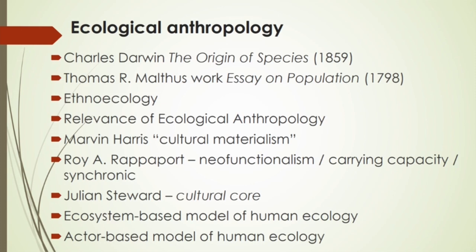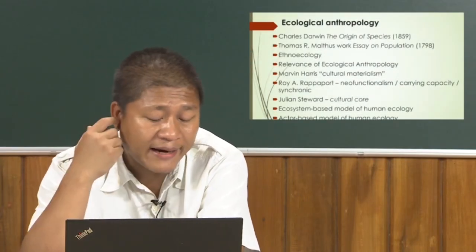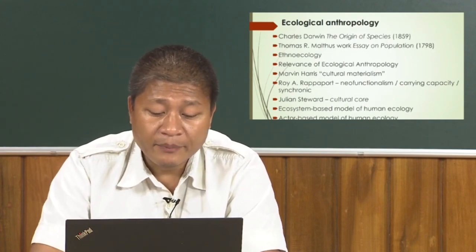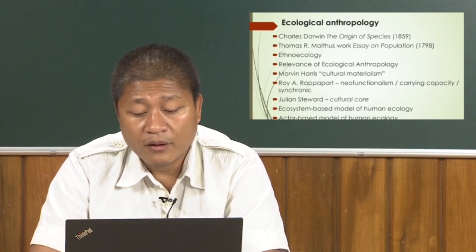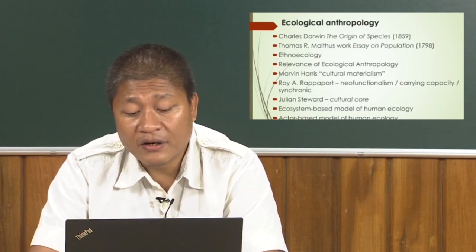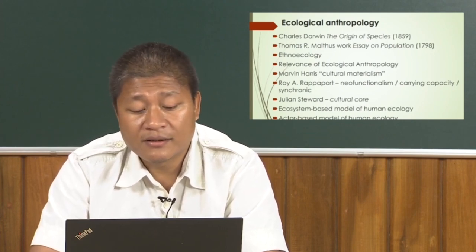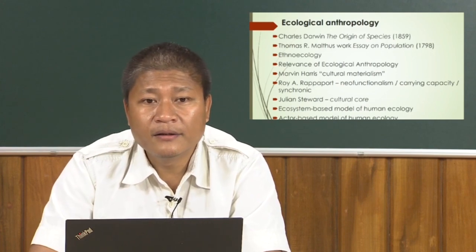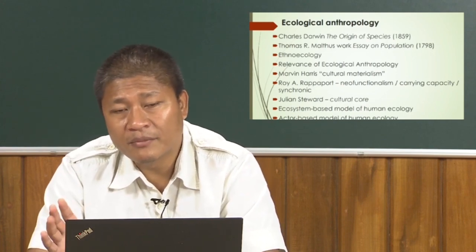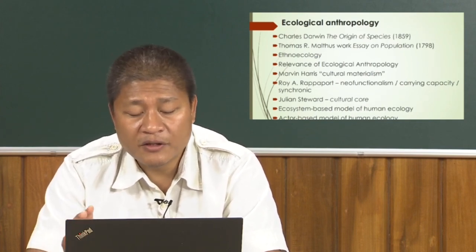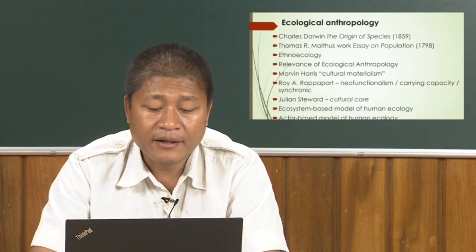Now, if you look at the actor-based model of human ecology, it has become a major new wave in human ecology, in which adaptation occurs at the level of individuals rather than cultures or populations. Earlier, when we discussed the ecosystem-based model, culture becomes important. But in the actor-based model, it is the individual which is given priority and importance.